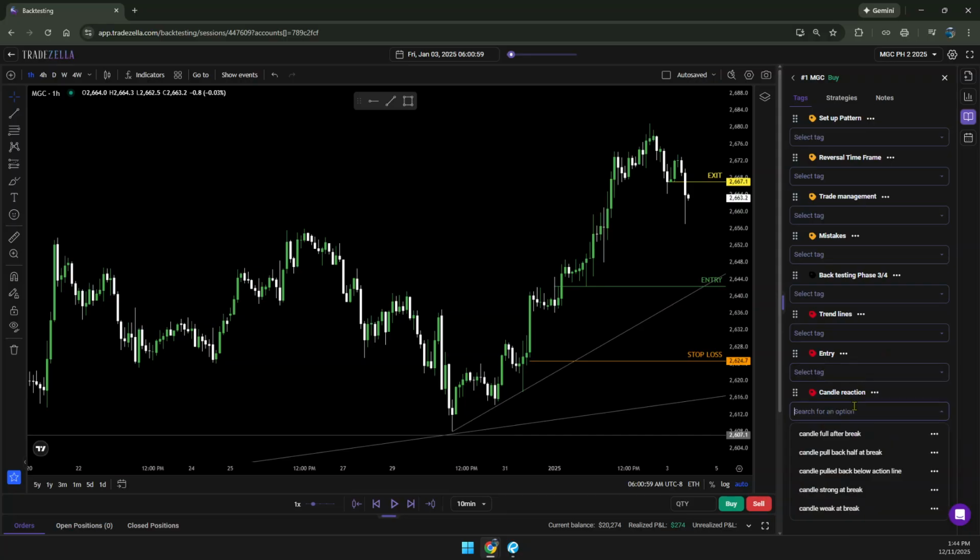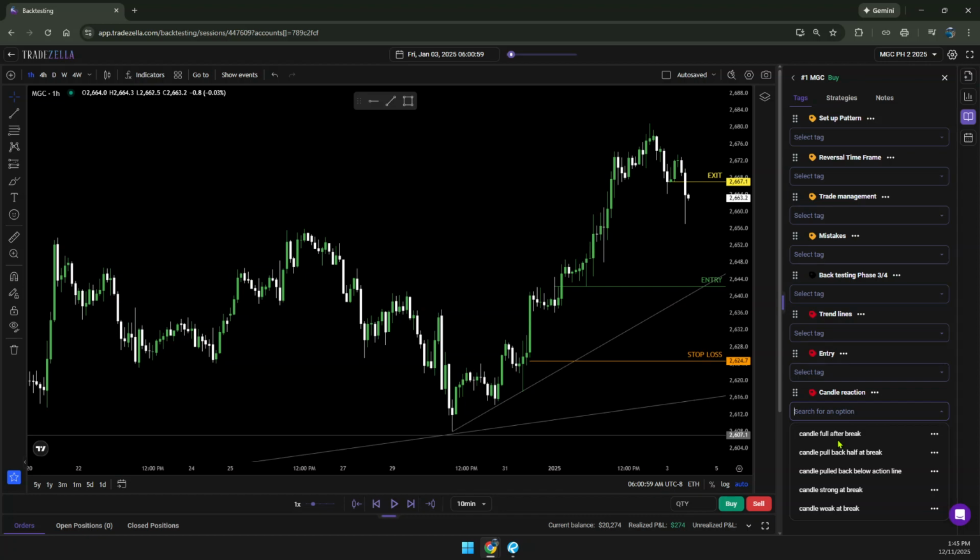I want to start looking at candle reaction. And I still kind of use this one, full candle after break. You can start seeing some of the things that I carried on to my regular tagging. Like I want to know in my playbook, did I have a full candle? That's one of my confluences. I learned that if I have a full candle after break when I get in, it's stronger. It's a strong confluence.